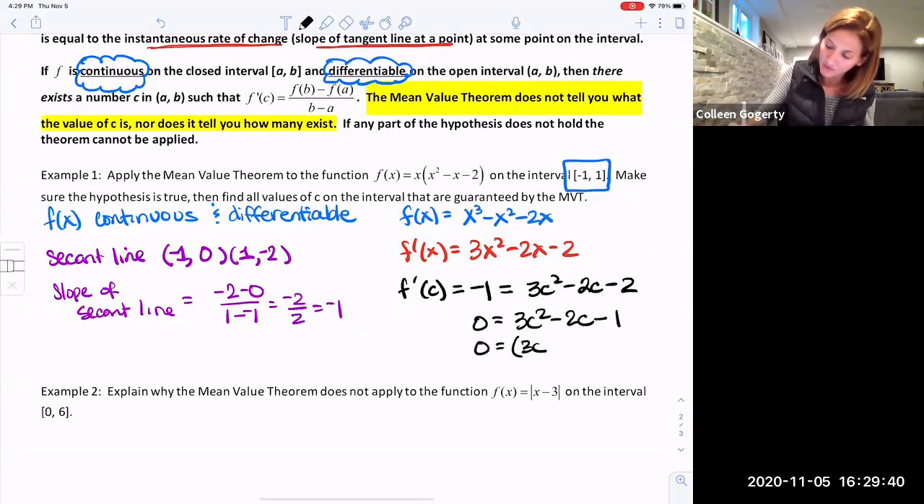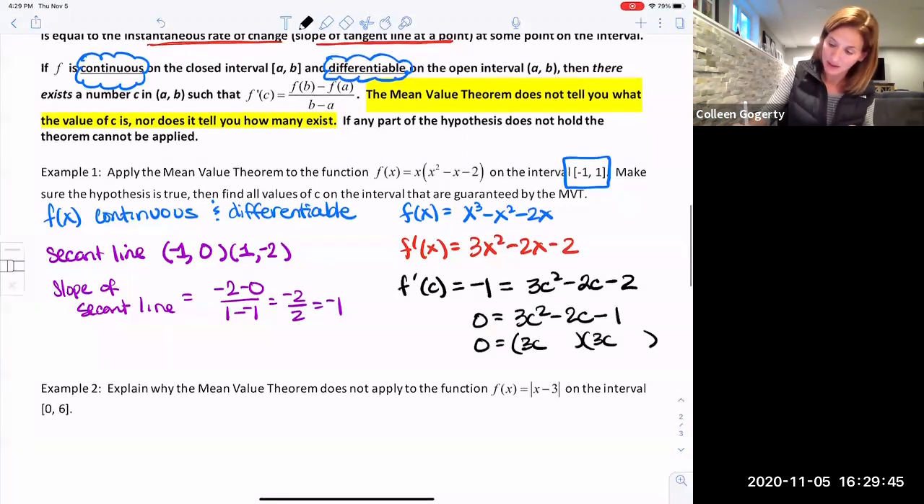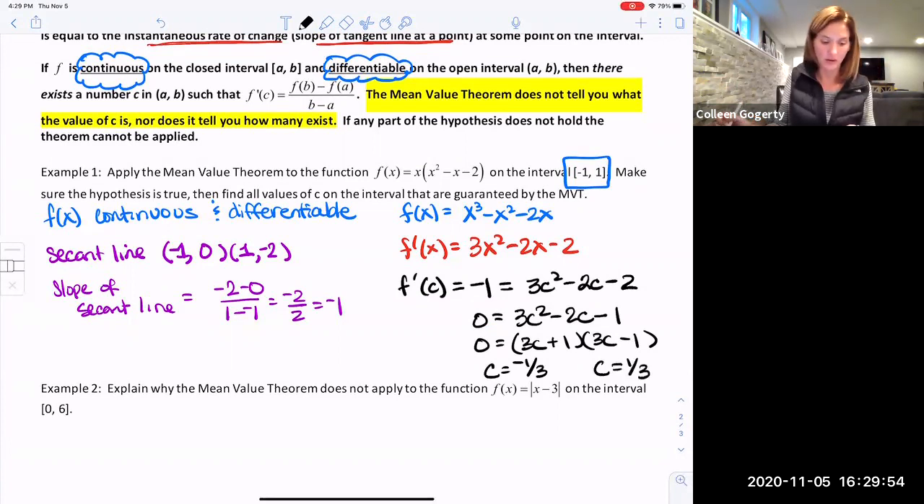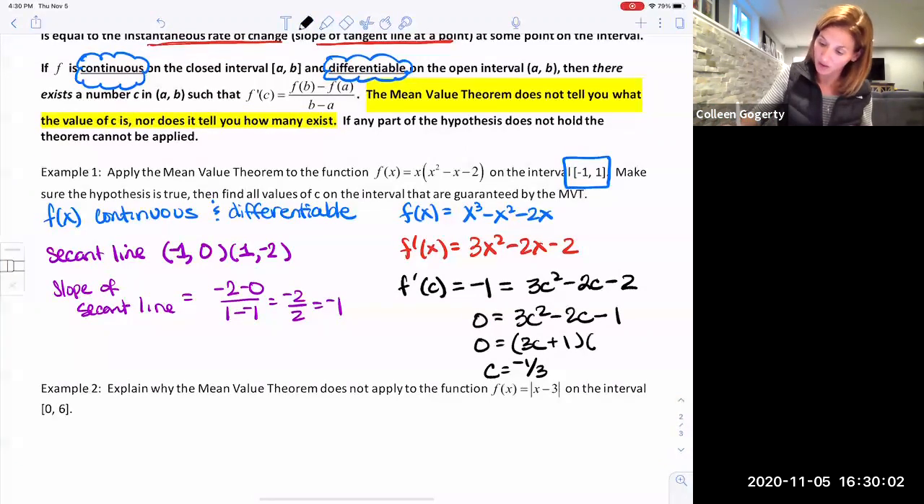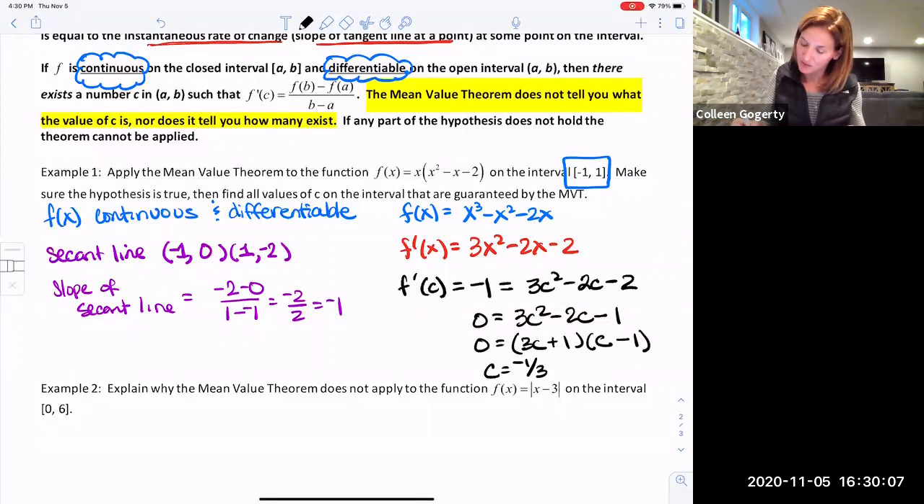I believe this factors. And I'm going to end up with a +1 and a -1. So I'm getting that C is a -1/3 and C is a +1/3. Oh, nope, I just did that wrong. Let me back up. That is not the correct factors. That would not multiply back to what I had. C -1, right? So let me see, 3c squared minus 3c. Yep, there we go. And C is equal to +1.